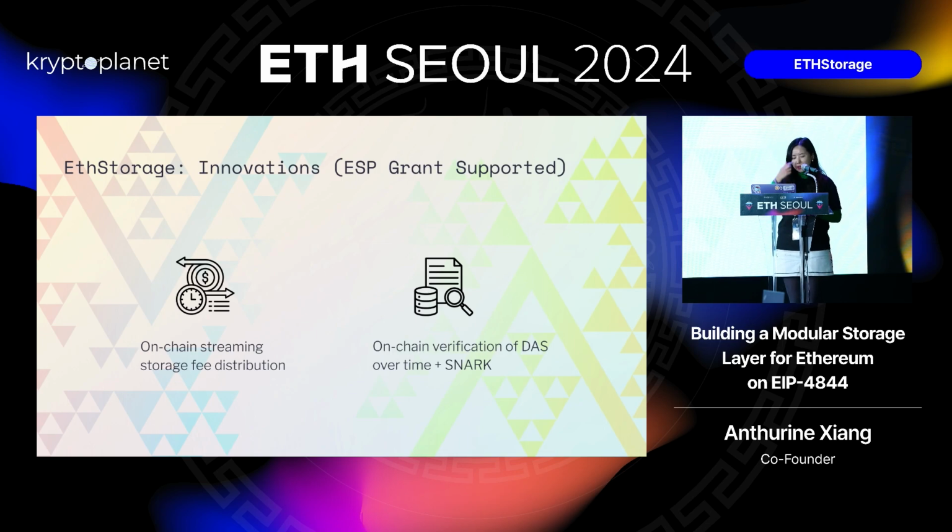For us, what we do is we collect the storage fee from the user one time, but instead of paying the storage provider one time, we actually pay that over time, as long as they prove they store the data as time goes by. That is powered by our own on-chain streaming storage fee distribution system. And after that, we have a SNARK-based storage proof algorithm. That's the second innovation supported by the ESP.